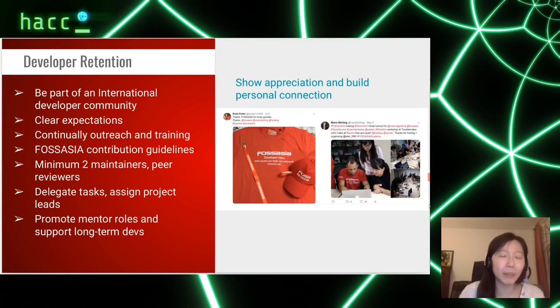Delegate tasks. This is something that we find very useful. When people join the project, they like to have more responsibilities. It also motivates them. This is quite an interesting finding. People are not only motivated by financial benefit or by traveling, but some people are also motivated by the responsibilities that they have. So we introduced mentor roles where people can help the younger developers or newcomers get involved, and this is something that can motivate and keep people engaged in the project.